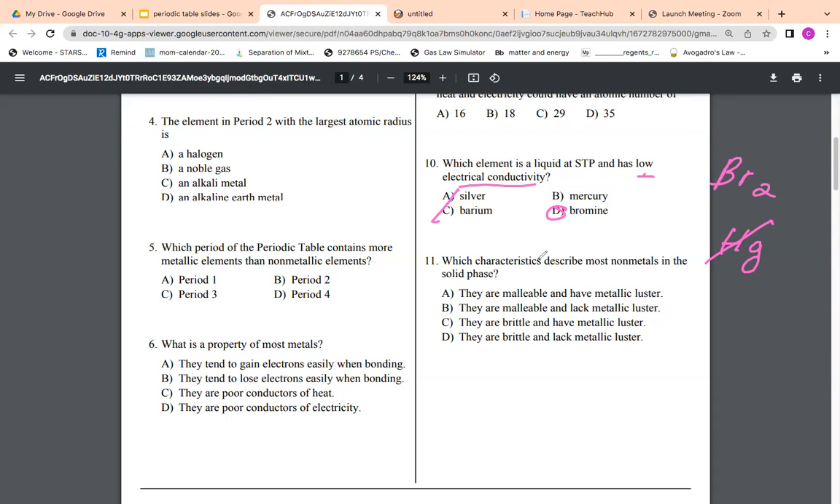All right, number 11, which characteristic describes most nonmetals in the solid phase? Now, nonmetals are basically the exact opposite of metals. They are not malleable. They're not flexible. You can't hammer them into sheets. So you can get rid of A and B. Some of the solids are brittle, right? Carbon, sulfur, and so on. They are brittle, but because they're nonmetals, they do not have luster. They don't shine. So they lack luster. So we're going to want to go with choice D. Choice C doesn't make sense. They do not shine. Alrighty.